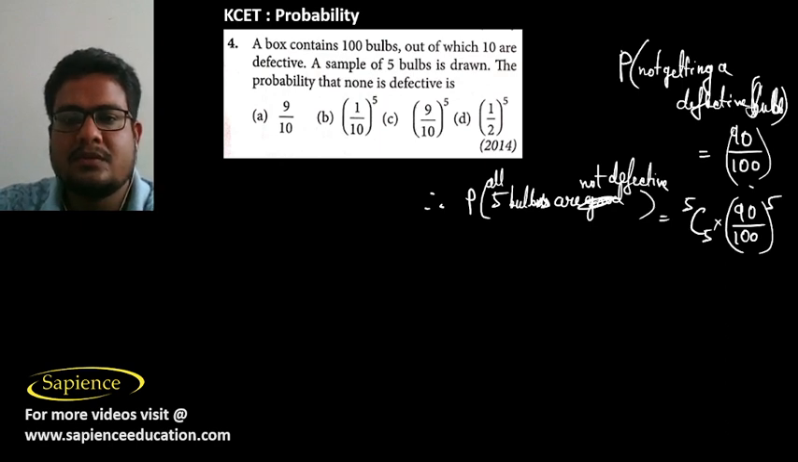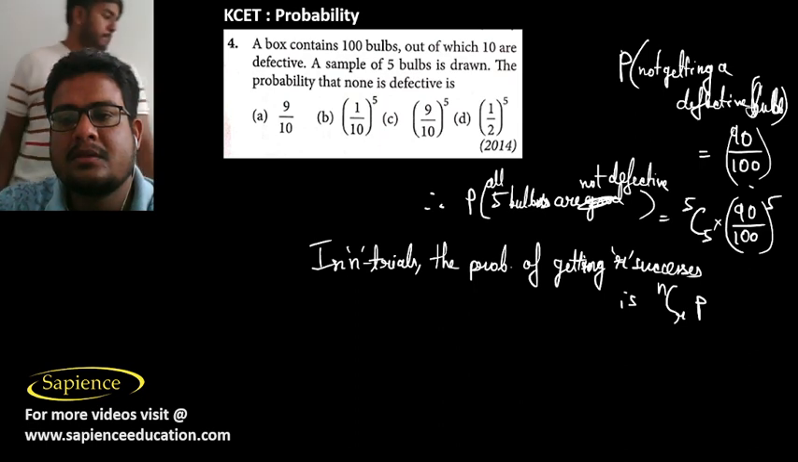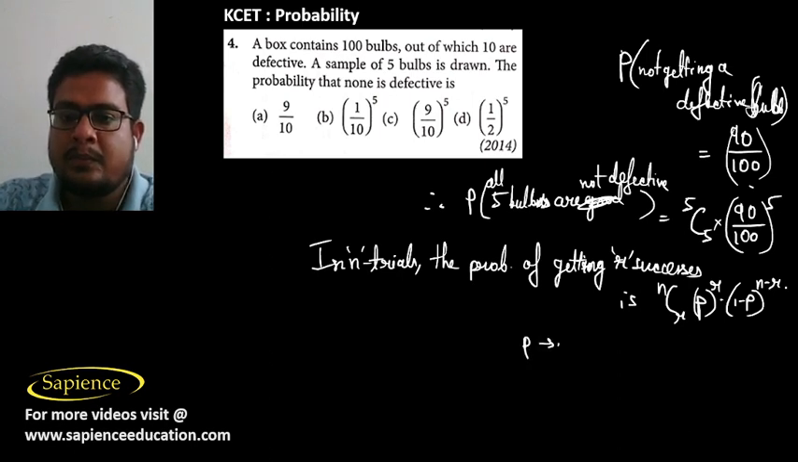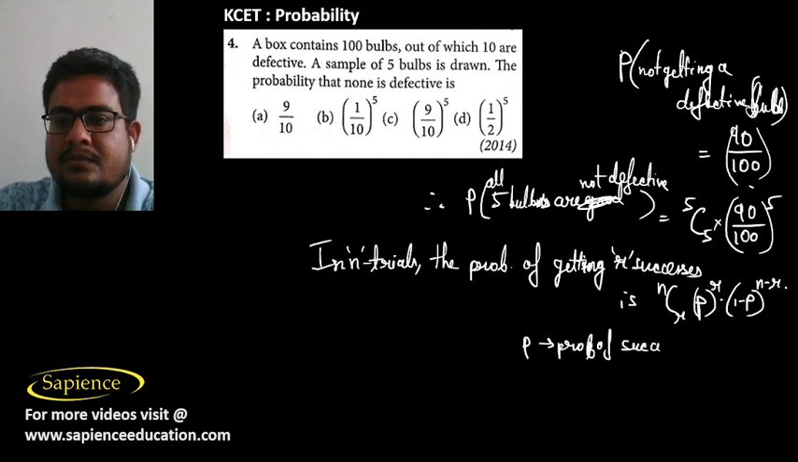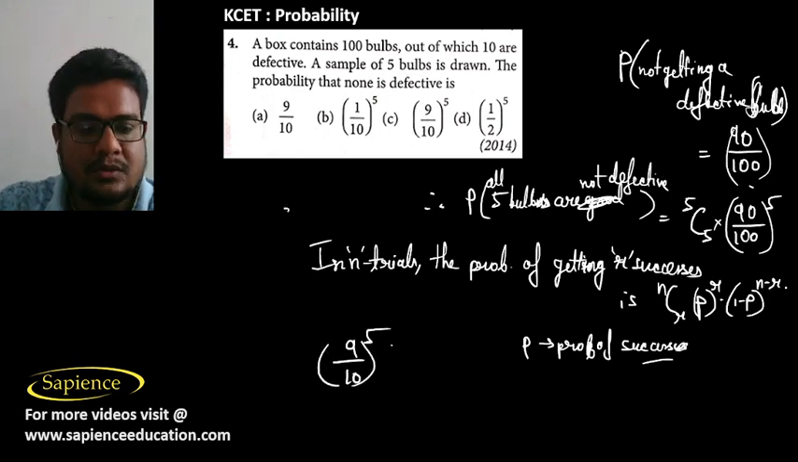Since you know that out of n number of trials, the probability of getting r successes is given as nCr p to the power r into 1 minus p to the power n minus r, where p is the probability of getting success. So here also the answer will be 5C5 is 1, therefore the answer will be 9 by 10 whole power 5. So option C is the correct answer.